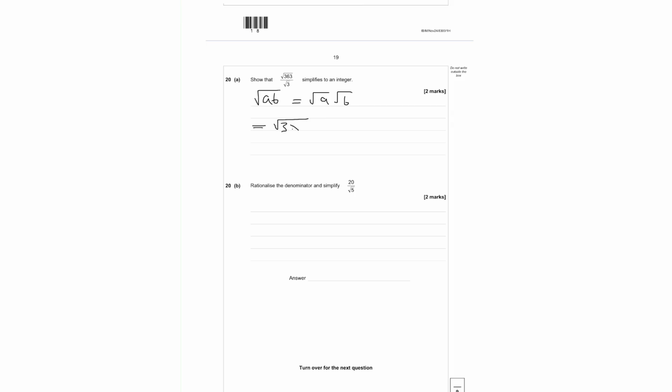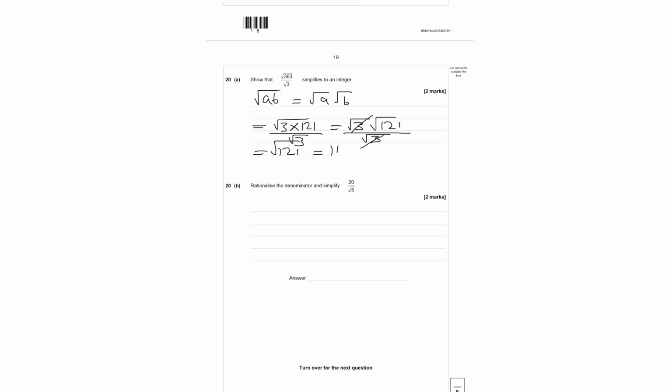So we can rewrite this as root 3 times 121 over root 3, which equals root 3 times root 121 over root 3. So we can cancel out our root 3s, and we're left with root 121, and root 121 is 11.